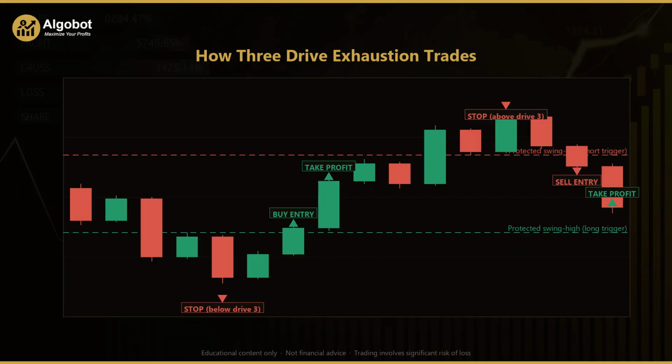In both cases, notice that the strategy never tried to pick the exact top or bottom. It waited patiently for the 3 drive exhaustion, and then for price itself to confirm the reversal by breaking structure. That confirmation-first approach is the whole idea. This is an educational illustration only.